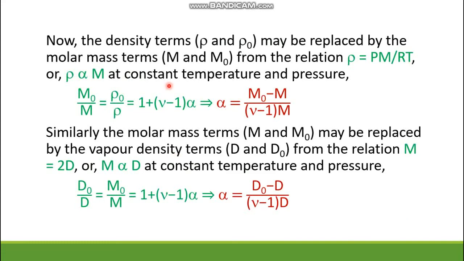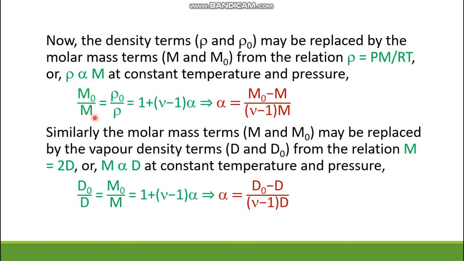Now the density terms rho and rho 0 may be replaced by the molar mass terms M and M0, as I have said previously. For the example of ozone, it was 48, now it is 43.63. So from the relationship, density rho equals PM by RT, it is known to all of us. Here, which are the constant terms? Pressure is kept constant, R is constant, temperature is also kept constant. So rho and M are the variables. So rho varies as M. So rho 1 by rho 2 equals M1 by M2, or rho 0 by rho equals M0 by M.